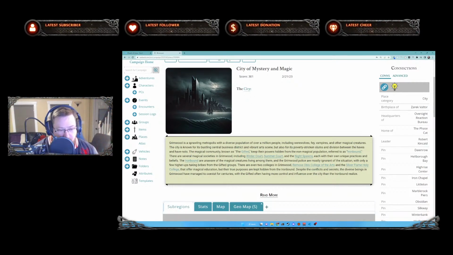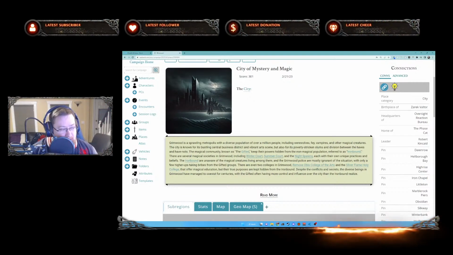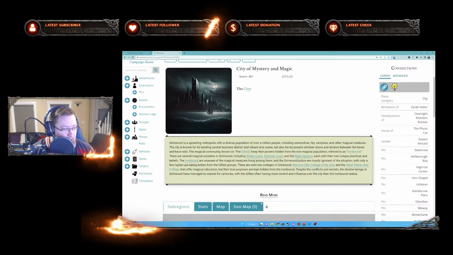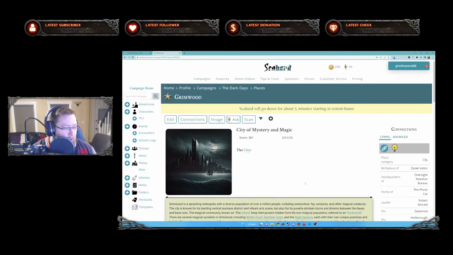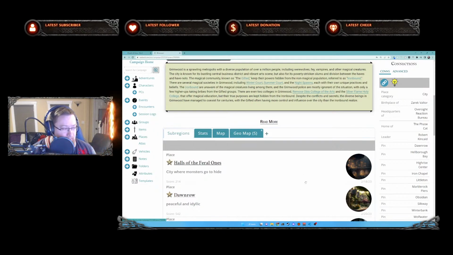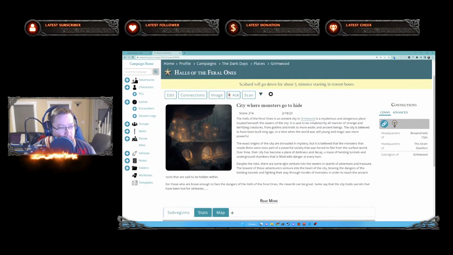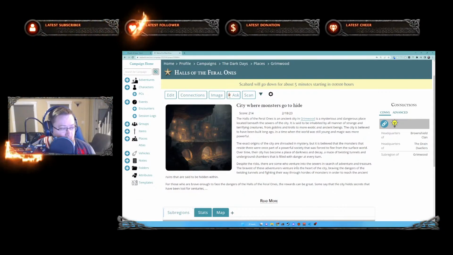So now, the reason why most of them are centralized or have a good connection in Grimwood is because there is an ancient city below the surface of Grimwood, and this ancient city was once believed to be a haven for magic and monsters. And there are still some that live there today. We call it the Hall of the Feral Ones currently. The Hall of the Feral Ones is basically a monster city that lives underneath the suburbs, underneath the sewers of Grimwood.